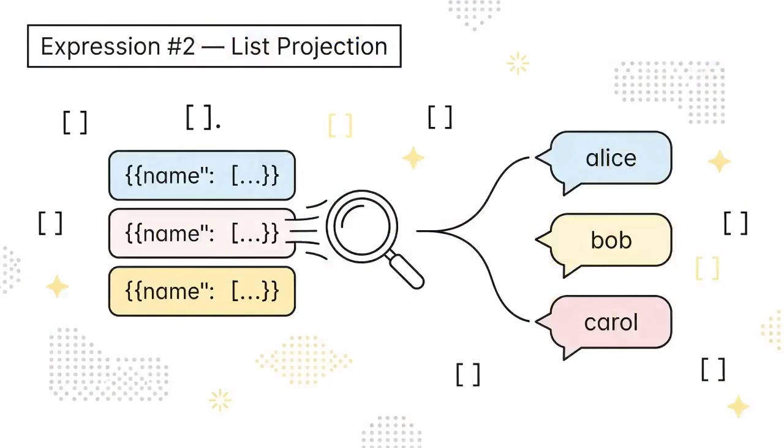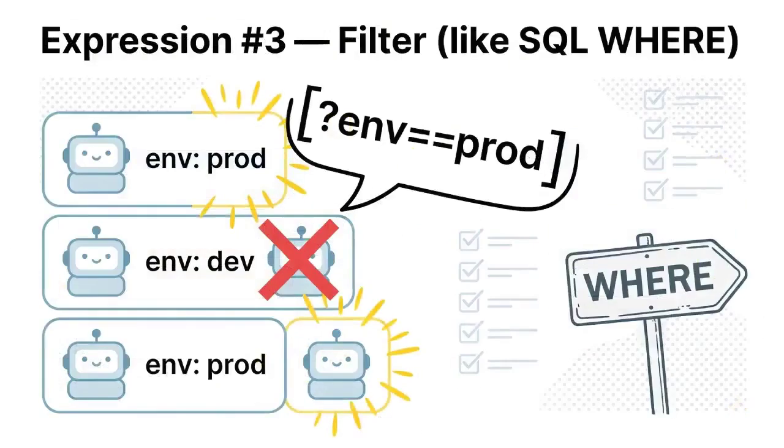Expression number 2 is [].name, a list projection. Wrap a field in brackets and a dot, and JMESPath walks every element of the array and pulls that field from each one, returning a flat list of values. Expression number 3 is the filter, written as [?property=='value']. It works like a SQL where clause. It keeps only the array elements where the comparison is true and discards the rest.